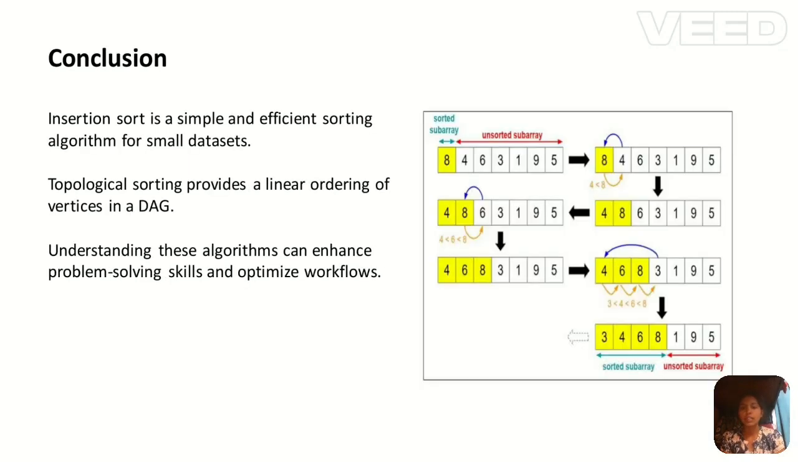So, the conclusion. Insertion sort is a simple and efficient sorting algorithm for small data sets. Topological sorting provides a linear ordering of vertices in a DAG. Understanding these algorithms can enhance problem solving skills and optimize workflows.